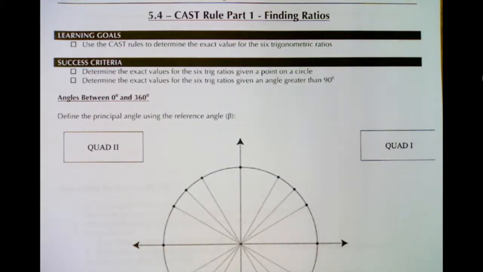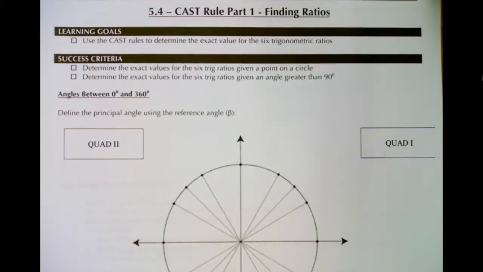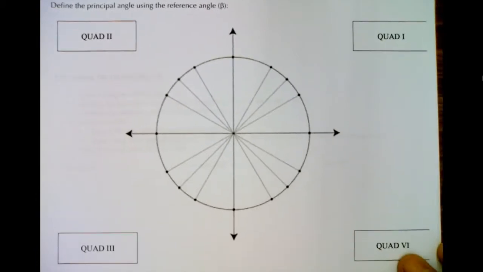Okay, this is lesson 5.4, CAST Rule Part 1, Finding Ratios. We're going to begin this lesson with something called the unit circle. So I'm going to scroll down so you can see the whole thing.